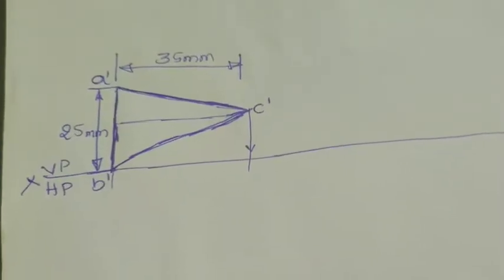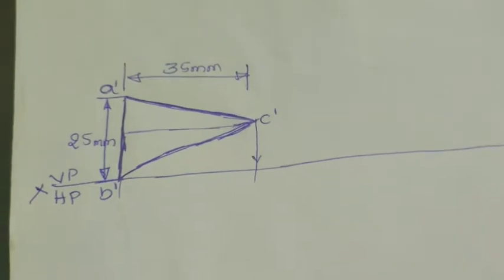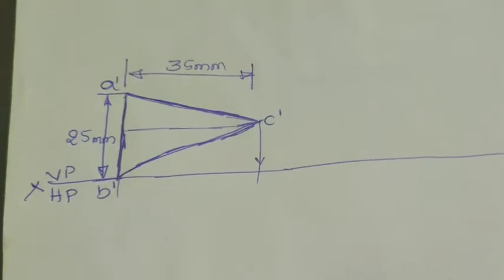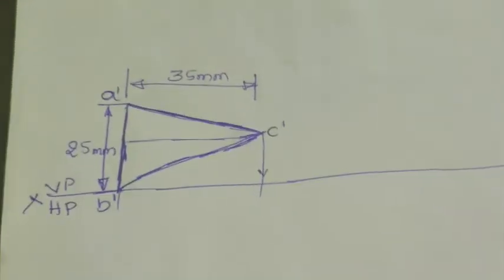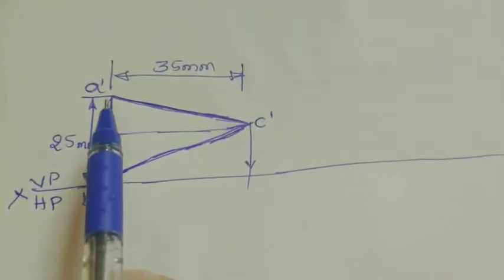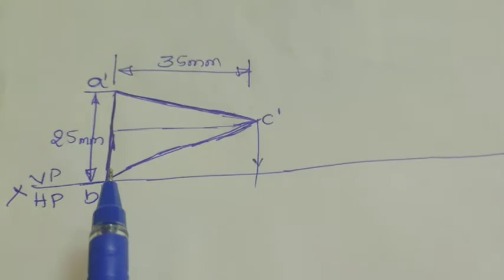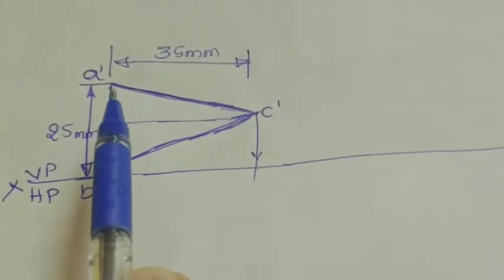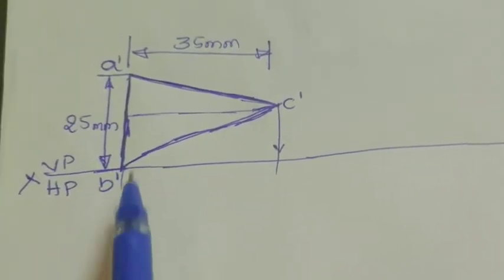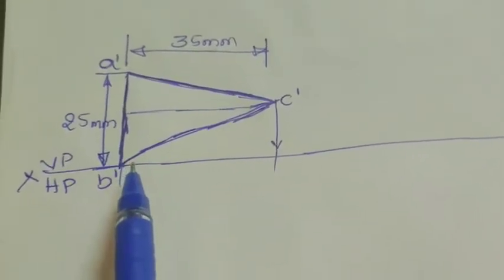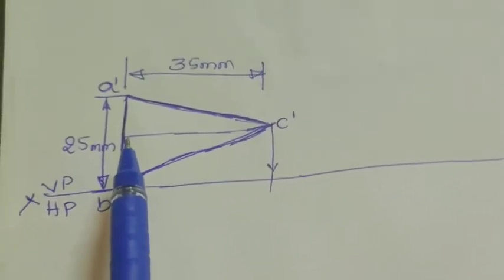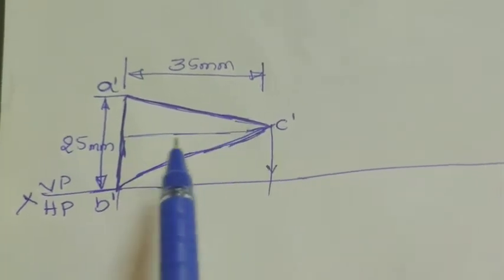Based upon the given things, we are going to draw the first diagram. In the first diagram, the XY line will be drawn, then we differentiate VP and HP, and then we draw the isosceles triangle. Initially we will draw the 25 mm line. As it is resting on HP, we take the 25 mm base edge as the resting edge. Then from the midpoint of this 25 mm line we draw a 35 mm line.